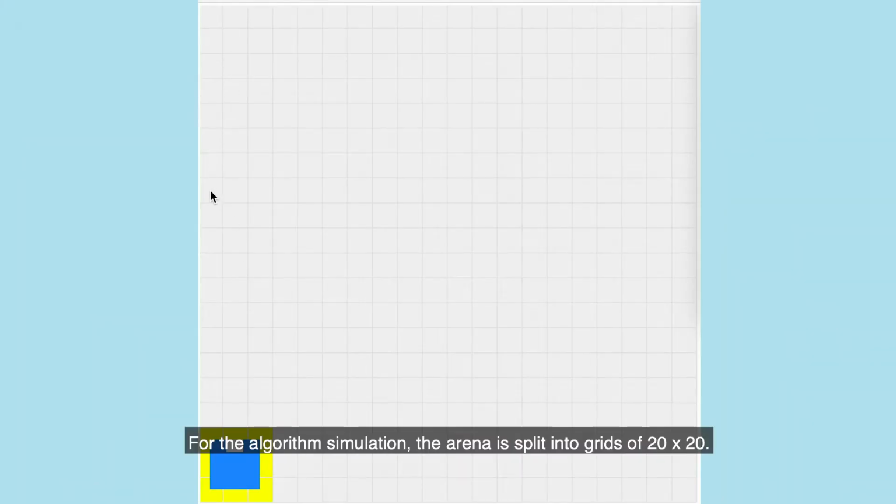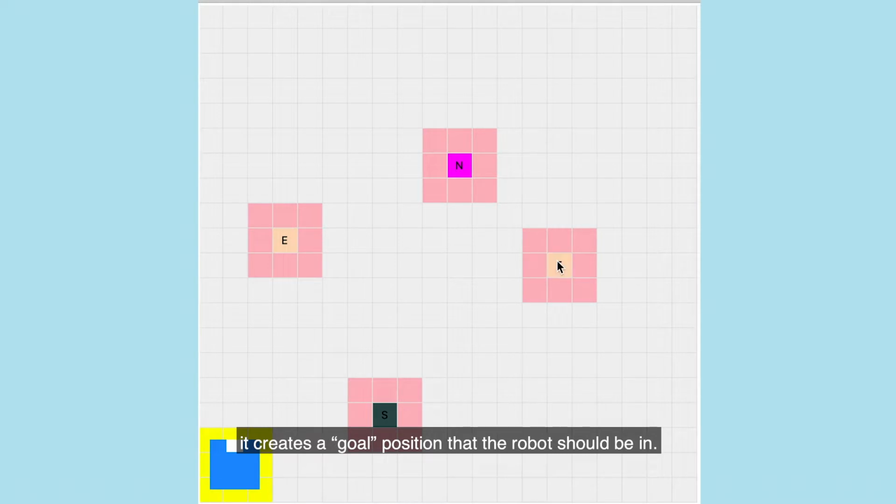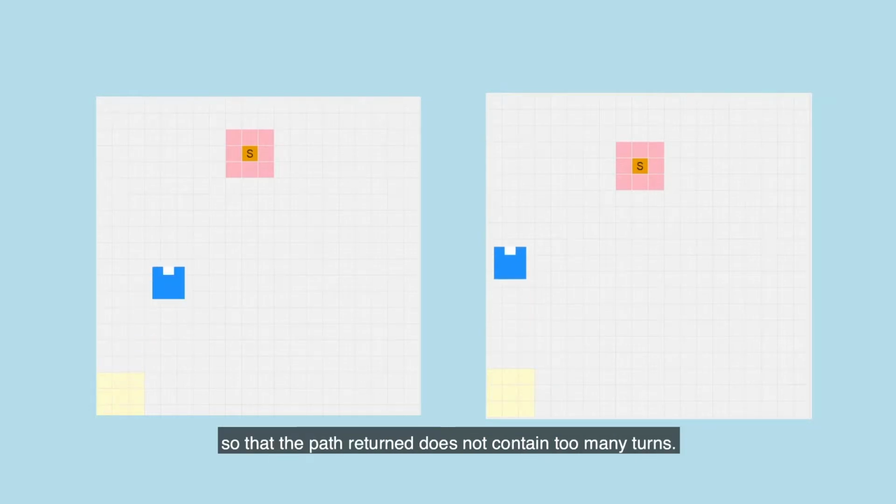For the algorithm simulation, the arena is split into grids of 20 × 20. With the provided coordinates and orientation of the obstacles, it creates a goal position that the robot should be in. We use the A-star algorithm to plan the path to the obstacles. The pink border around the obstacle prevents the robot from taking a route that collides with the obstacle. We also increase the cost of turning so that the path does not contain too many turns.